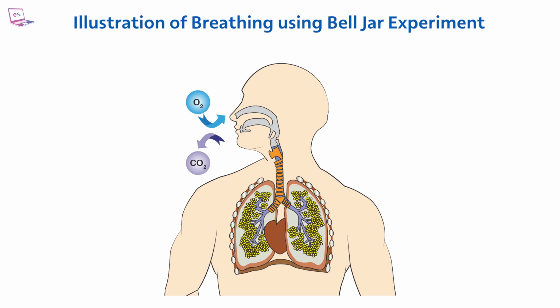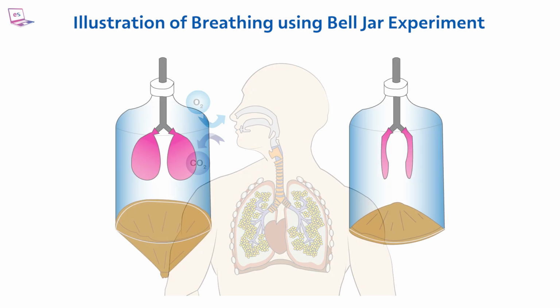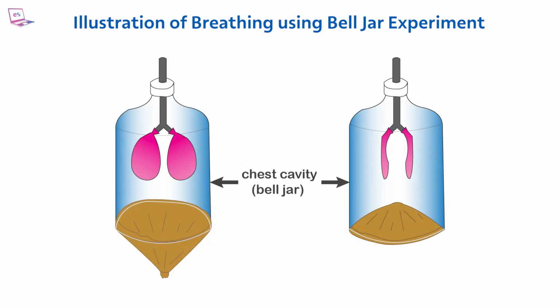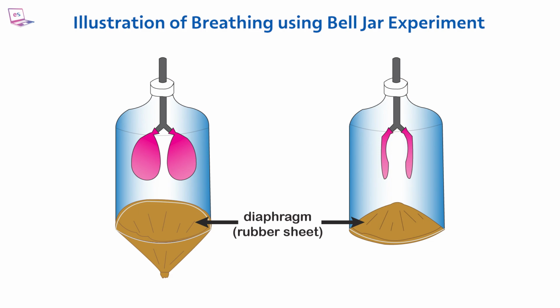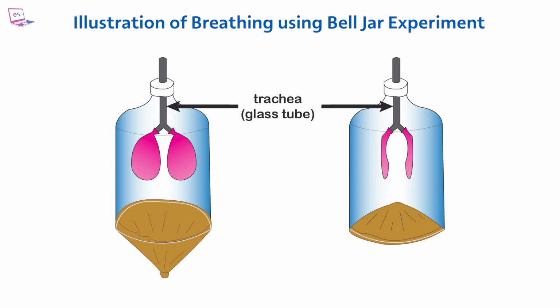This mechanism of breathing can be demonstrated using the bell jar model. The bell jar resembles the chest cavity, and the balloons mimic the lungs. The rubber sheet represents the diaphragm, and the glass tube resembles the trachea.